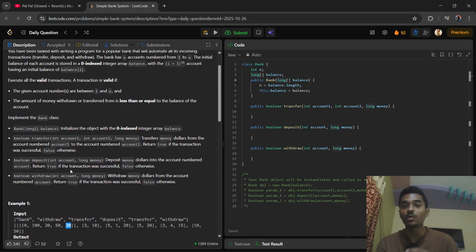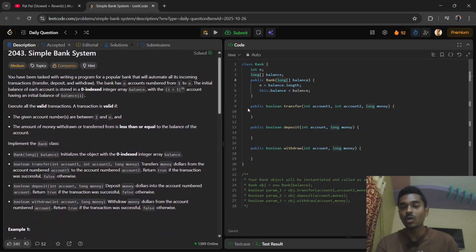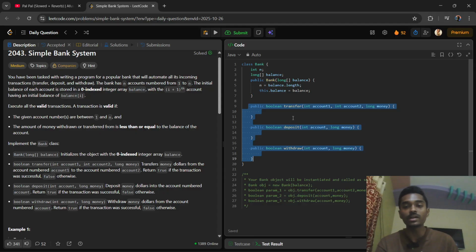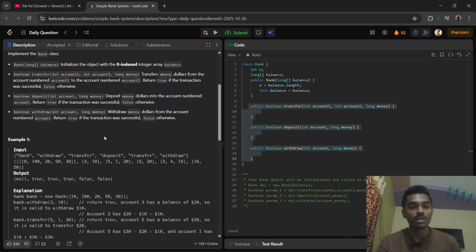After that we have to complete all these functions: transfer, deposit, and withdraw, and return whether our transaction is valid. A transaction is valid under two conditions. First, the given accounts must be between 1 and n. We have 5 accounts, so n is 5; if we get a withdraw request from account number 6, that is not valid, because we only have 5 accounts.